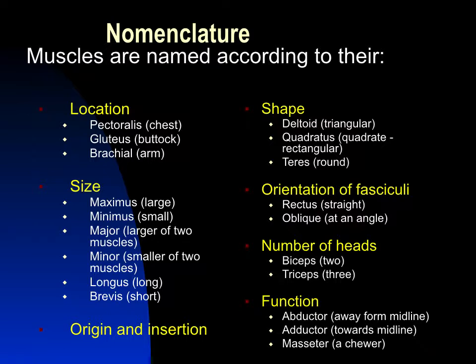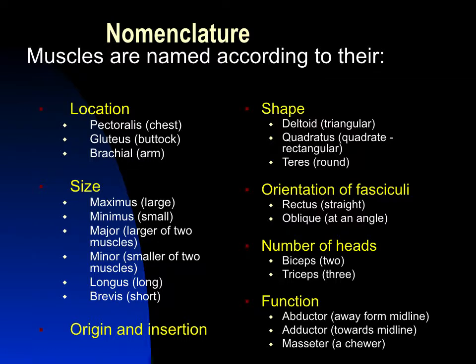The biceps brachii is on the arm. Sometimes it might say something about the size. Lots of times there are groups of muscles where there are several of the same size, so we have maximus, medius, minimus, major, minor. Sometimes it's about length, longus, brevis, but lots of times that term is in the name of a muscle.